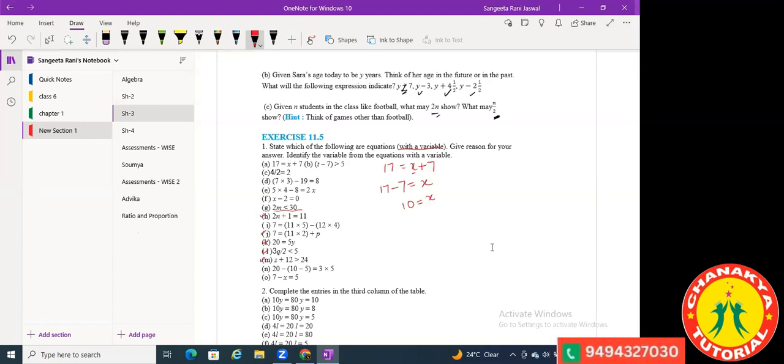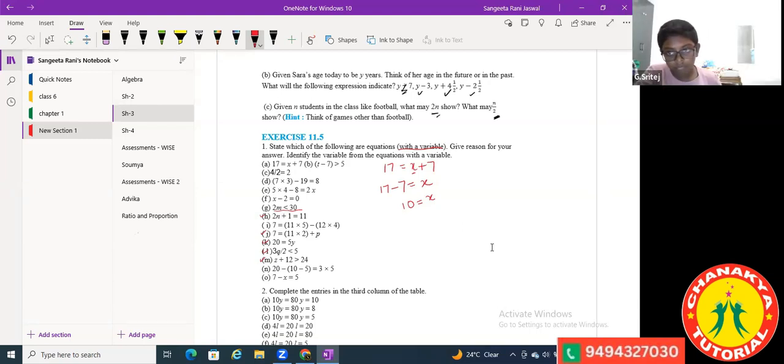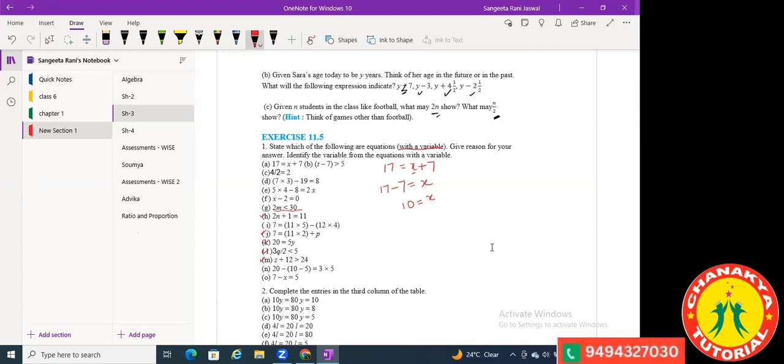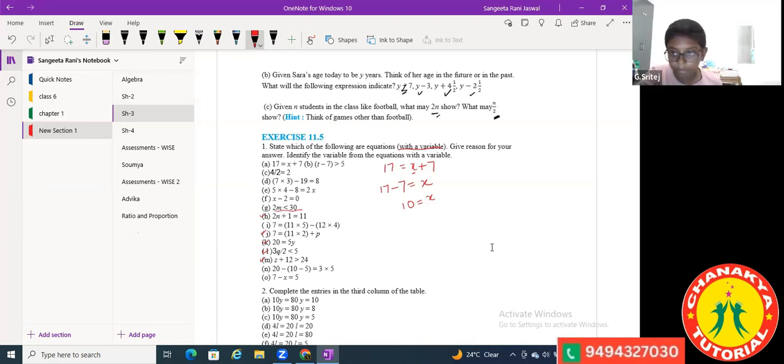Now, O part also. Sritej, you tell me, is this an equation? Yes, ma'am. And what is the variable here? Ma'am, x. X. Good. Can you find the value of x here? Yes, ma'am. 7 minus 5. You can take 5 to the other side, and 7 minus 5 is 2. So 7 minus 2 is equal to 5.